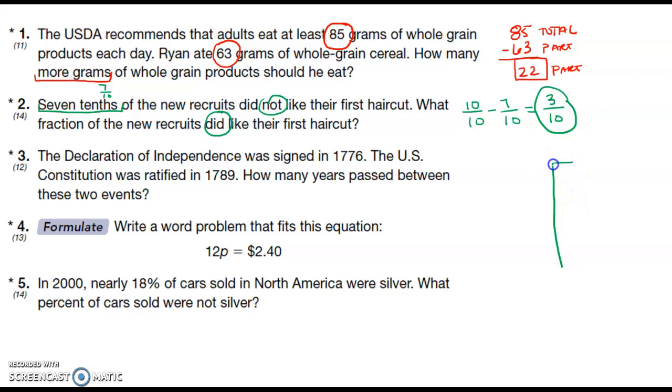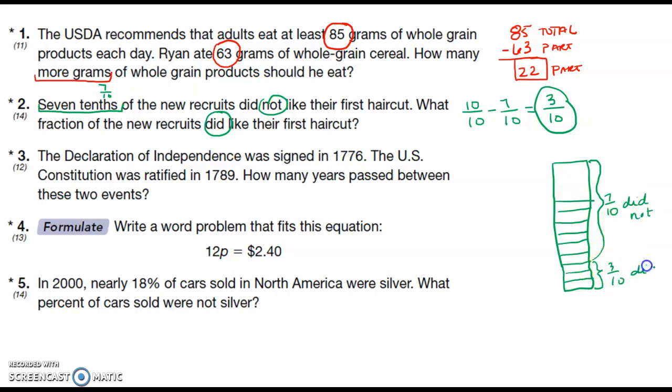Or if you like to see a more visual representation, what I do is I draw, let's see, we need 10 boxes. 1, 2, 3, 4, 5, 6, 7, 8, 9, and then I have this super huge box. Okay, great. So I know that 7, 1, 2, 3, 4, 5. From here, this isn't any bigger, it's just that I can't draw. So this is 7/10. They did not like it, which leaves us with what? 3/10 that did. And you can solve it either way, whatever works for you.